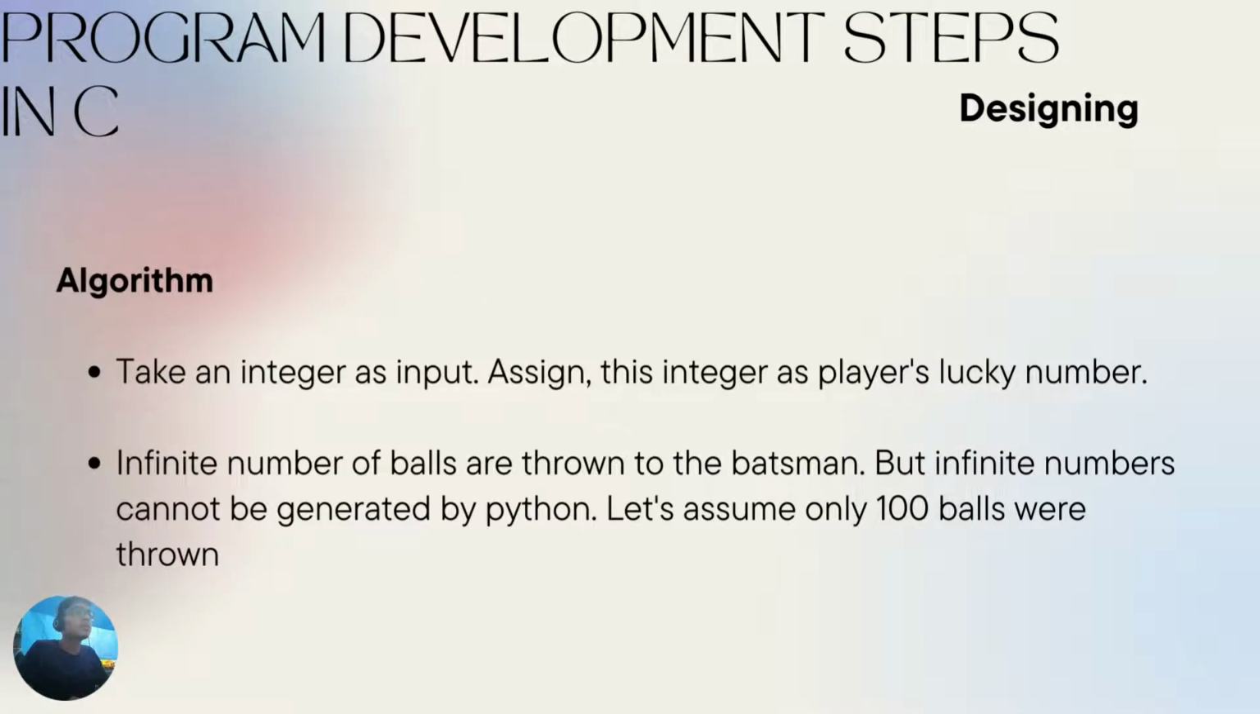So in designing, we actually create an algorithm and a flowchart. The algorithm that I have written for this specific problem is: take an integer as input, and assign this integer as the player's lucky number. Infinite number of balls are thrown to the batsman, but an infinite number cannot be generated by Python, and it is actually C. So let's assume only 100 balls were thrown.